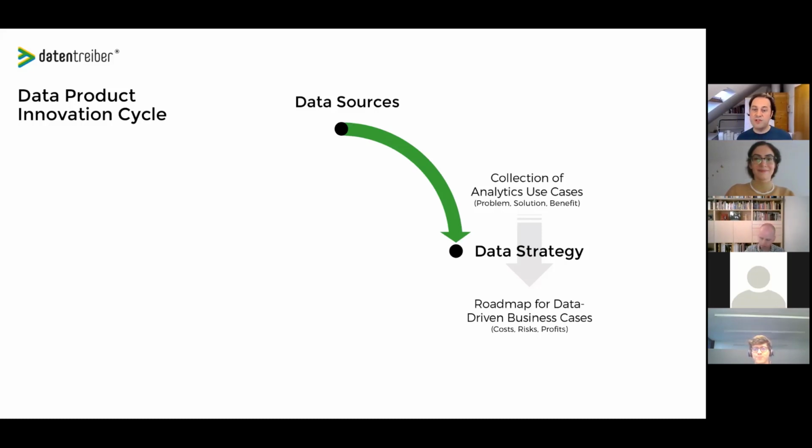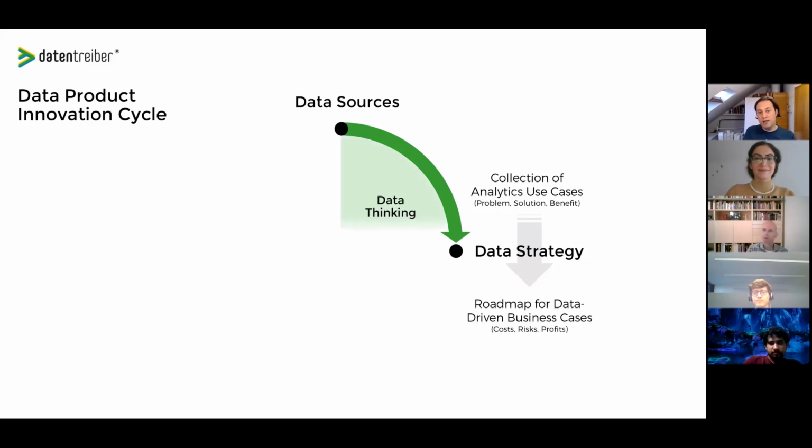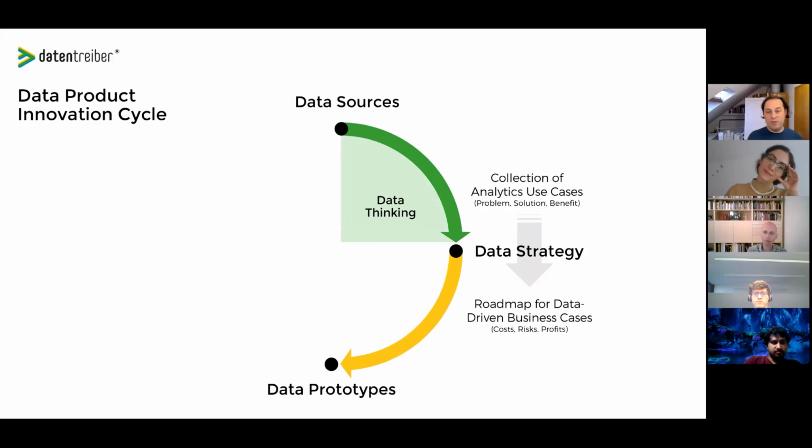And this is what a data strategy defines. And the way to get to this data strategy, that's what we call data thinking. So how do you get from the data to a data strategy and think about the data products? But the problem with the data strategy is a strategy is just an assumption, a collection of assumptions.